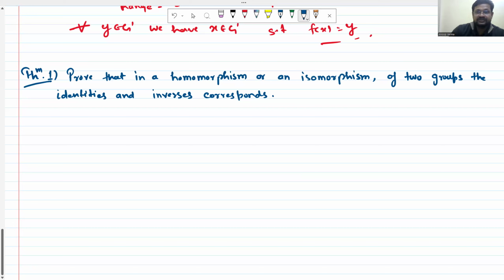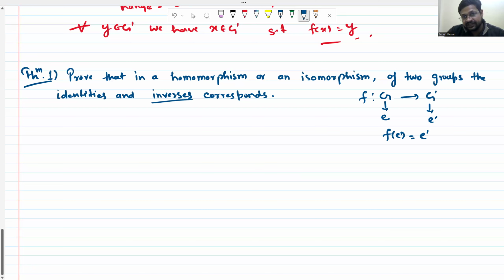What is the meaning of this? If there is a group G and a group G dash, where the identity of G is E and the identity of G dash is E dash, and F is some homomorphism, then F of E is mapped to E dash. Got it? And what is the meaning of inverse corresponding?